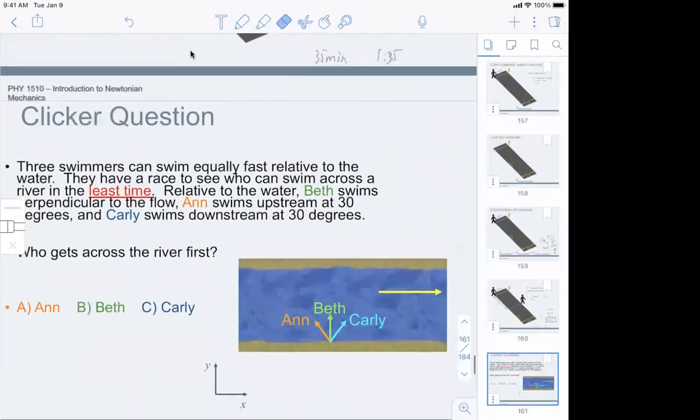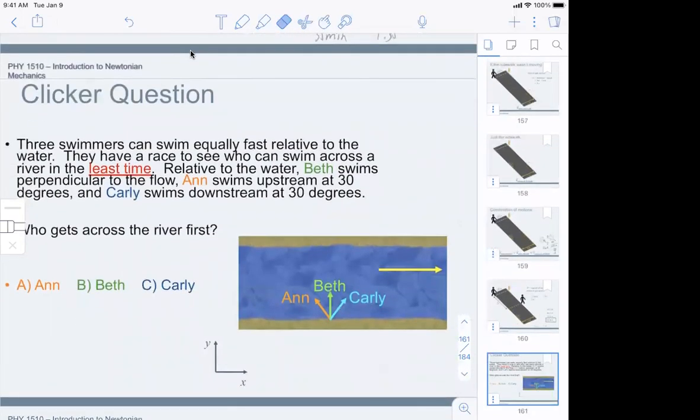Let's look at another quicker question. This one will pave the way for us to be able to answer the question in your pre-lecture. So we have 3 swimmers. They swim equally fast relative to the water. They have a race to see who can swim across a river in the least amount of time. Relative to the water, Beth swims perpendicular to the flow and swims upstream at a 30-degree angle.